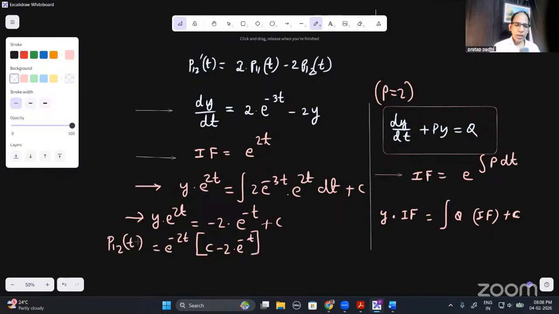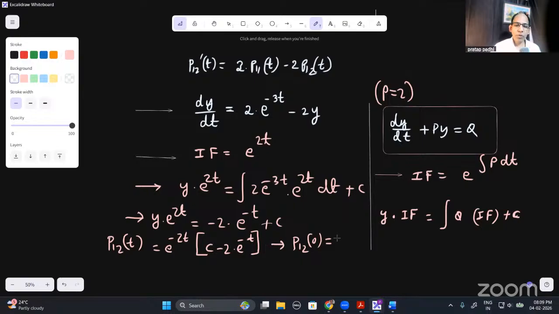Then when you put t equal to 0, you will get p12 of 0. 1 to 2 in 0 time is not possible, it will be 0. So if you put t equal to 0, e to the power 0 is 1, you will get c minus 2 e to the power 0, so c minus 2. I got 2 here. Okay, let's check.